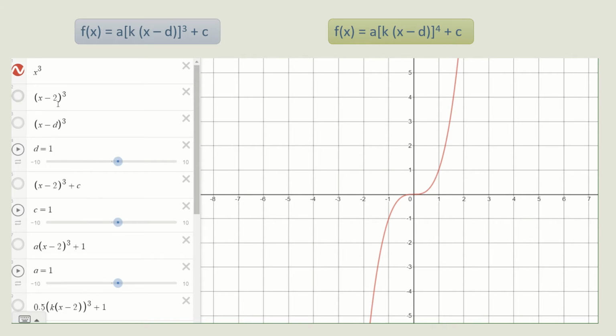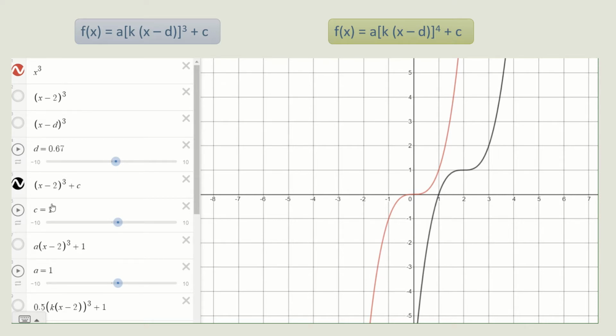Now when I put a d value in, it shifts to the right 2 units, just like we would expect. So if I take that off and I just show you the d value here, this is just how the d value affects the parent function. Any function, it moves it left to right. Okay. So now what if I put in a c value?